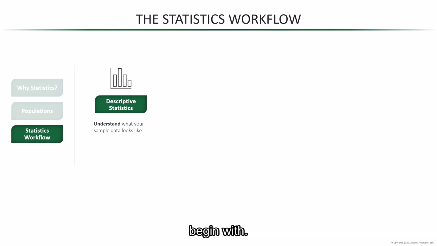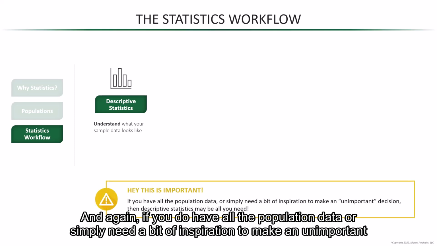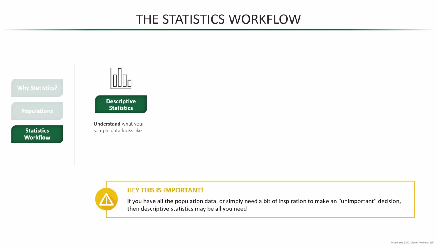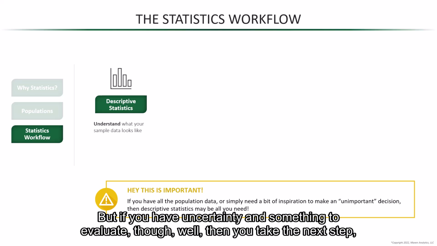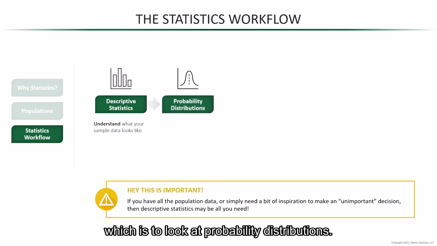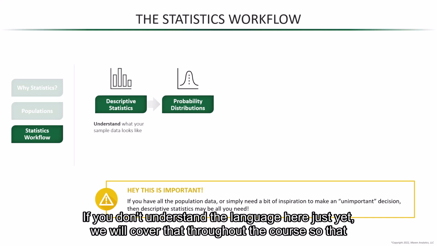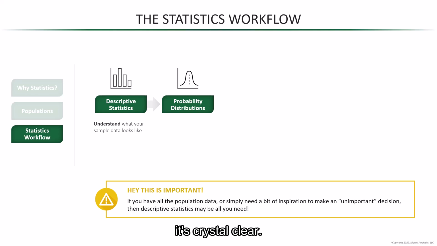have to begin with. And again, if you do have all the population data, or simply need a bit of inspiration to make an unimportant decision, well then descriptive statistics may be all you need. But if you have uncertainty and something to evaluate though, well then you take the next step, which is to look at probability distributions. Now, don't worry if you don't understand the language here just yet. We will cover that throughout the course so that it's crystal clear.